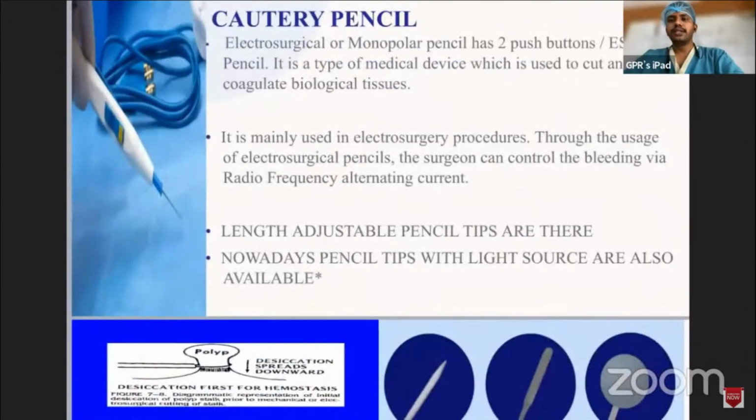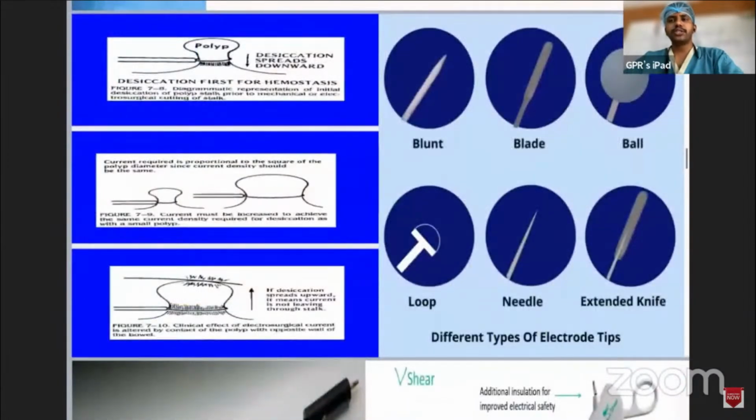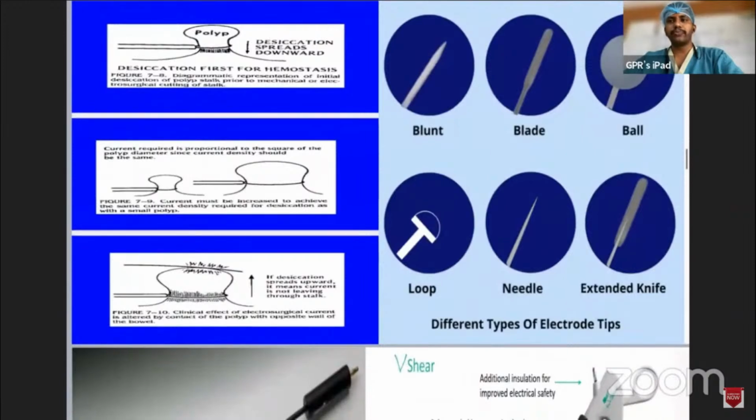So the cautery pencil is the one that delivers the current to the patient's body. It has two buttons. One is yellow, which causes the cutting, and the other is blue, which causes the coagulation. Nowadays length-adjustable pencil tips are available, and the pencils are also provided with a light source, and even with an evacuation chamber to remove the smoke out of the patient's body. These smokes are nowadays classified as class 2 mutagens, and they have carcinogenic properties too.